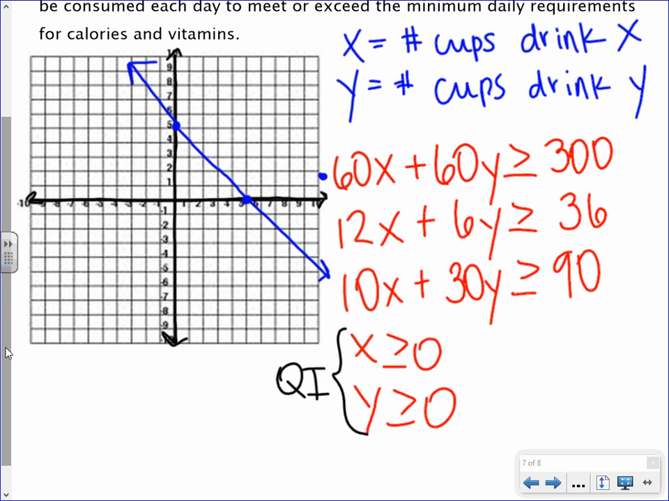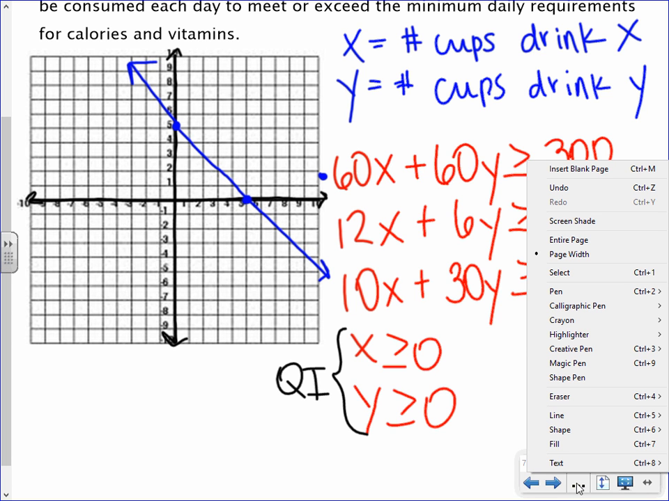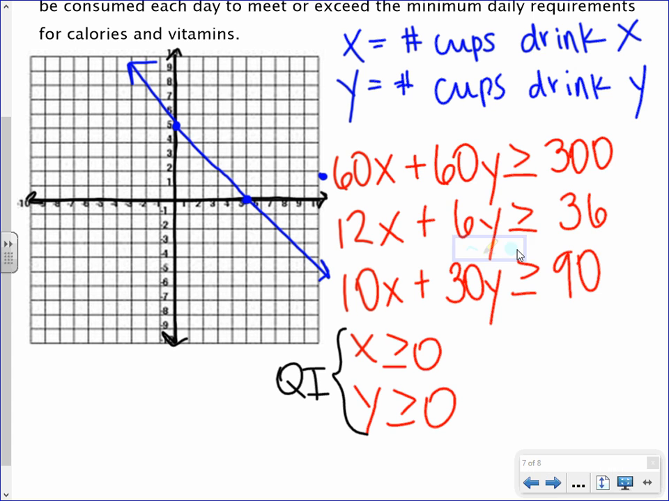Are we shading towards or away from 0, 0? We are shading away. Okay. Good?